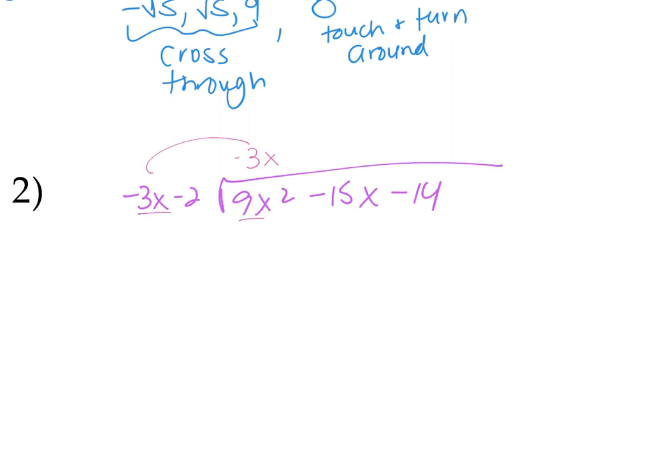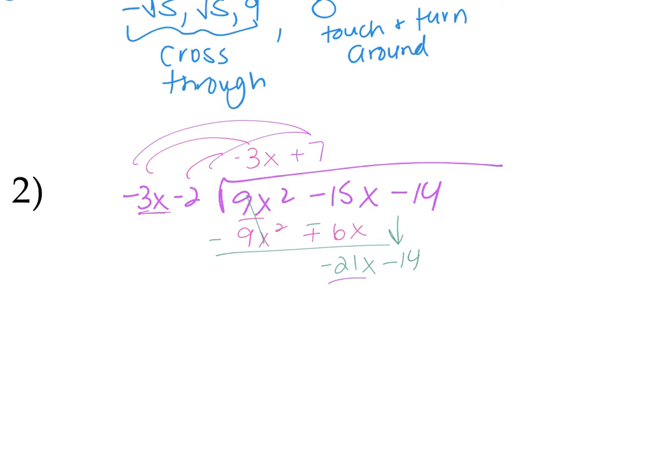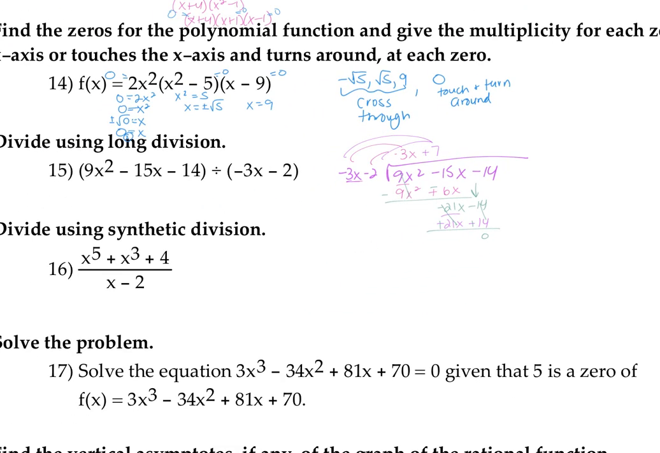Negative 3 multiplied gives positive 9x squared, and the negative 2 becomes positive 6x. We change our signs. These cancel. Negative 21x, bring down the negative 14. First into first again. This would be a positive 7. Multiply it out. Negative 21x minus 14. Change your signs. They both cancel, so the remainder is 0. So the answer for this is negative 3x plus 7 with a remainder of 0.